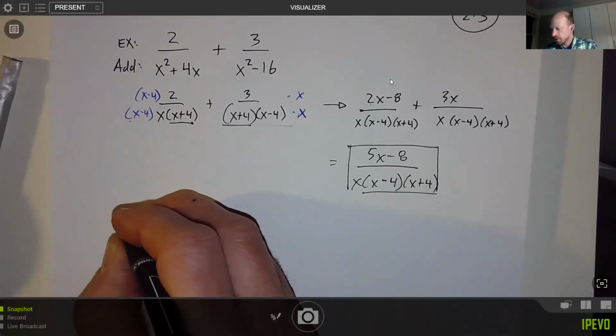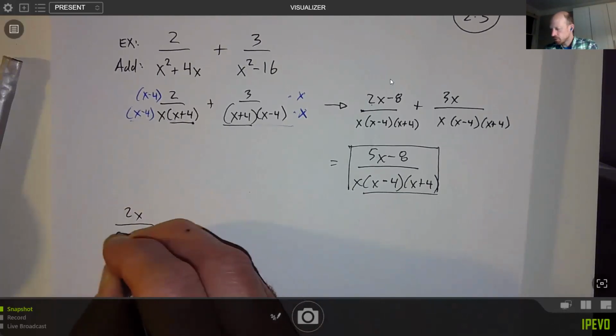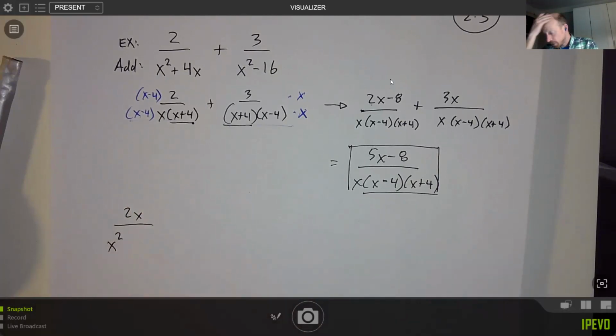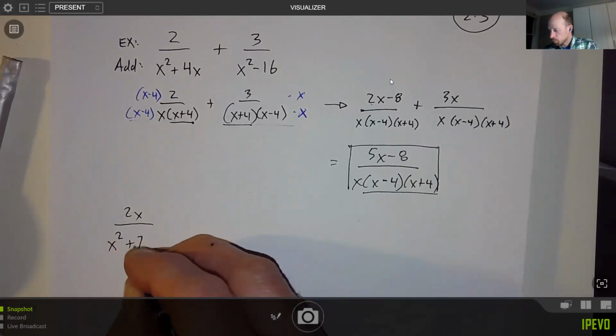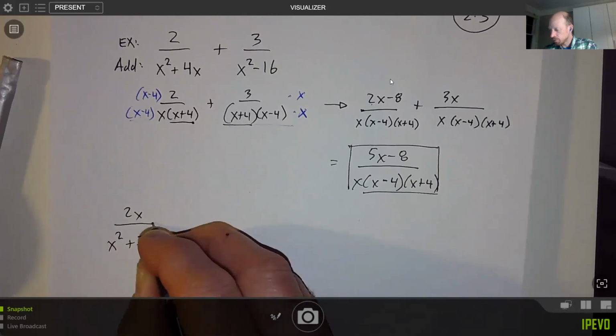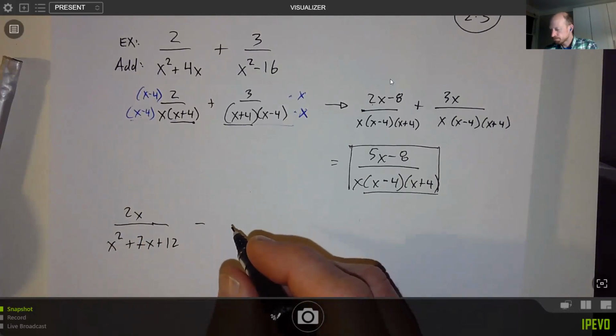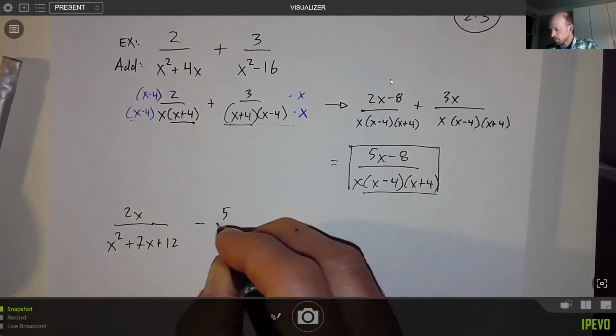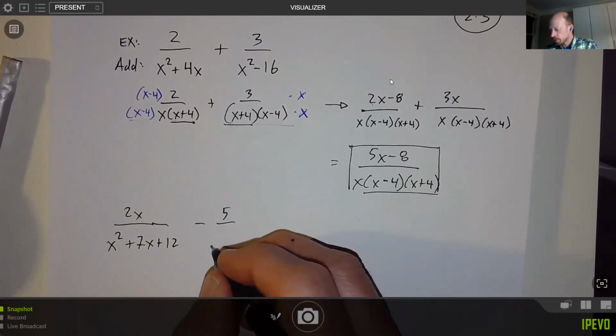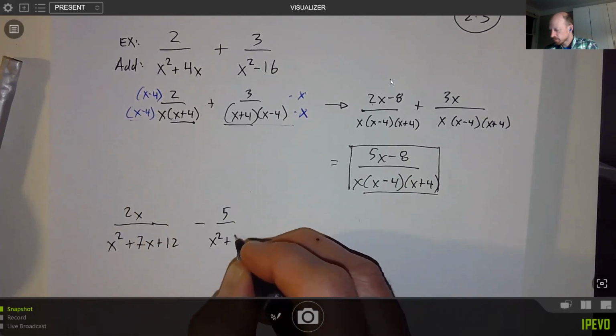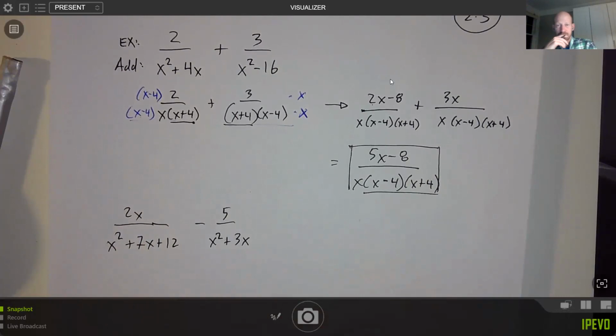All right, let's try 2x over x squared plus 7x plus 12, minus 5 over x squared plus 3x. It's actually pretty similar to the last one, but that's okay.